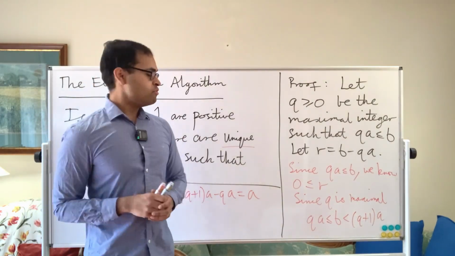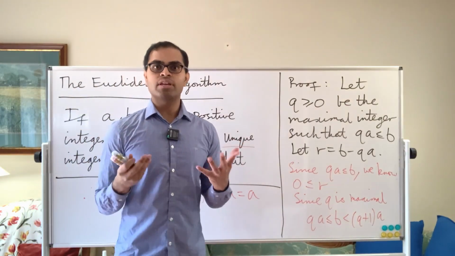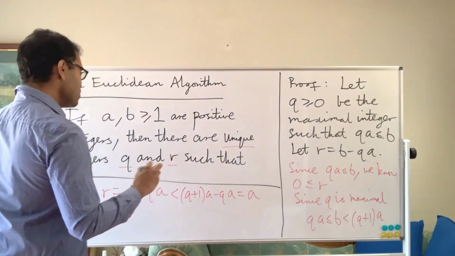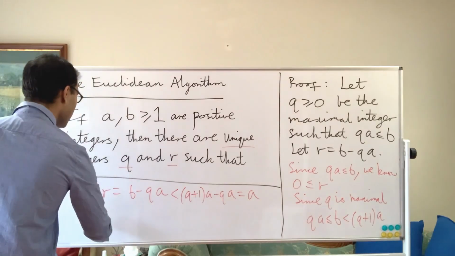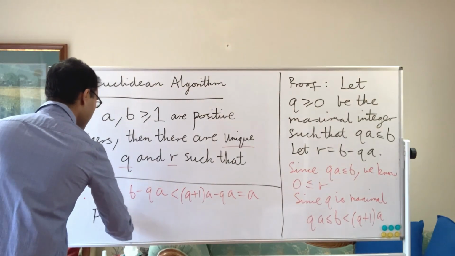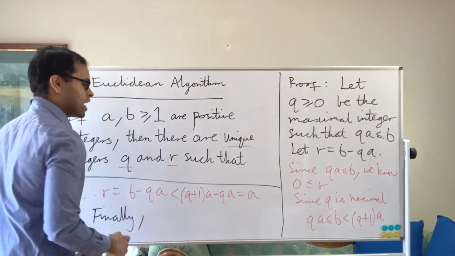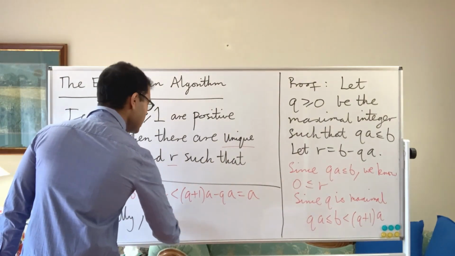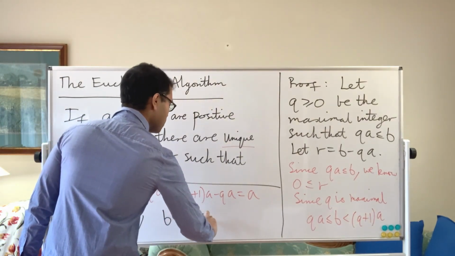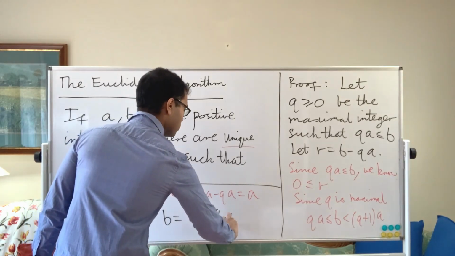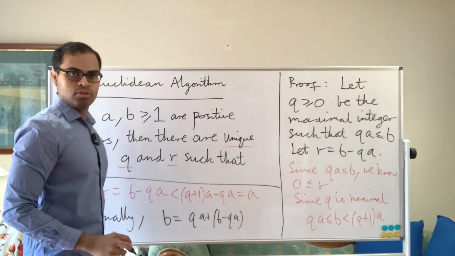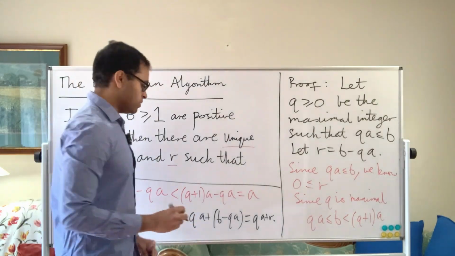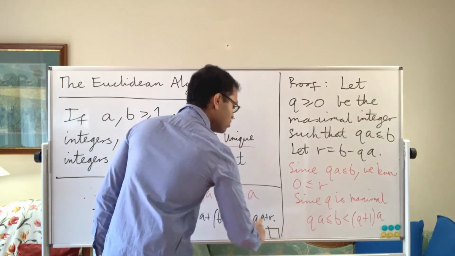The last thing we have to verify is the equation b equals qa plus r. That equation comes from the definition of r. I'm using colors to emphasize things as well. Finally, we can write down that b is equal to qa plus b minus qa, literally subtracting and adding qa, and that equals qa plus r. So therefore the proof is complete. That is the proof of the Euclidean algorithm.